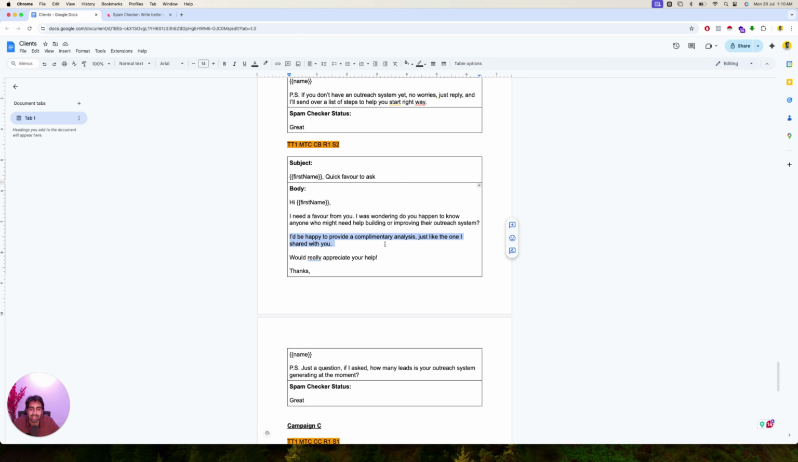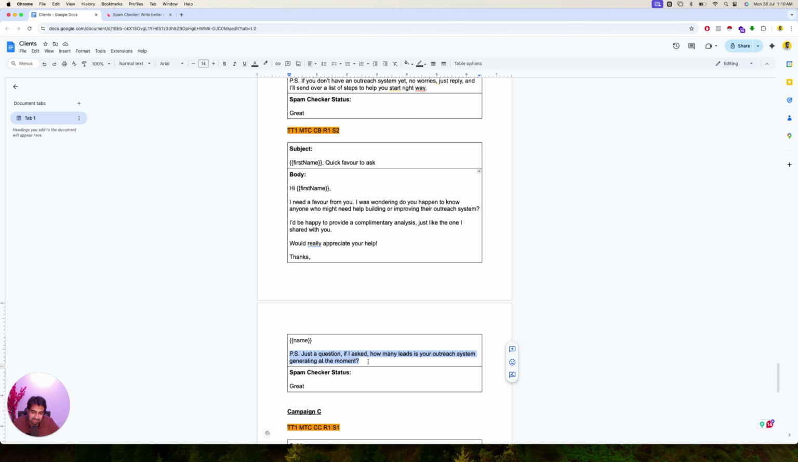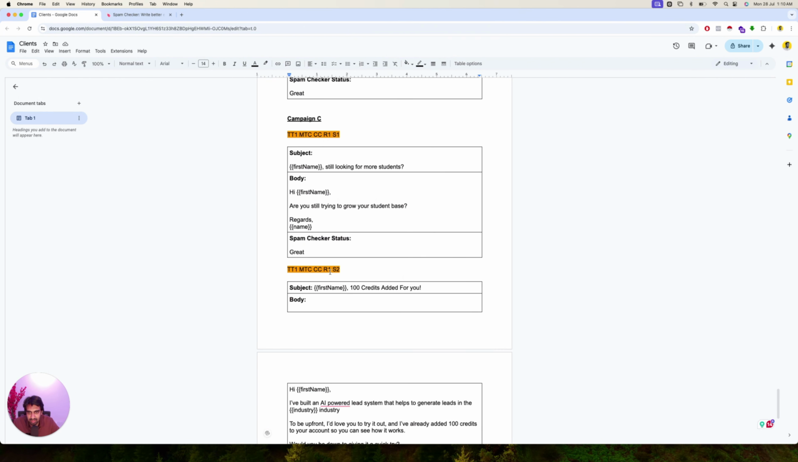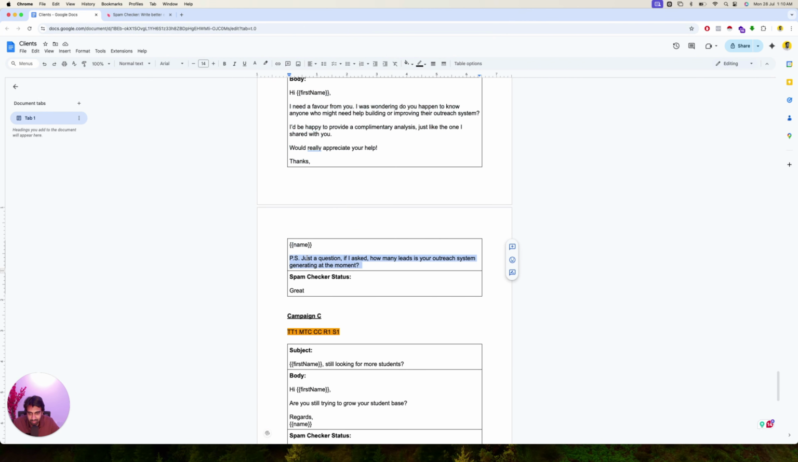So sometimes it's easier for them to reply. They don't feel it's a sales email or whatsoever. But in the postscript, I'm trying to push the button further, asking them how many leads there are in the outreach system. Sometimes it's not a good idea to use this here, as we can keep it more pure in just asking for a referral. So yeah, this is something we should improve.